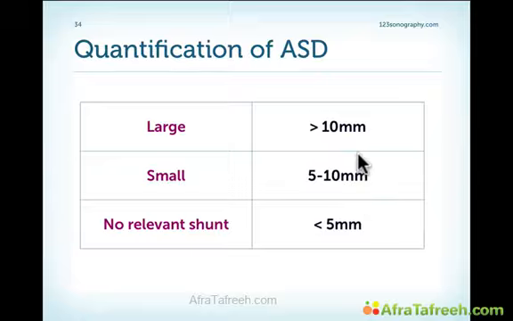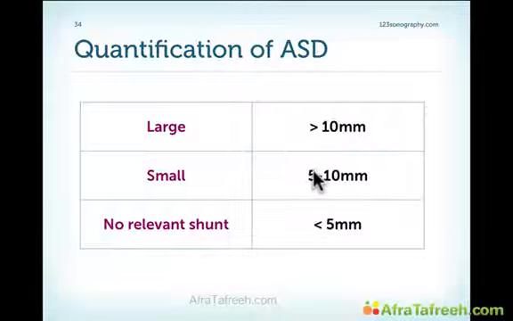By just looking at the size of the ASD. As I mentioned before, it does not really give us an idea how much shunt we have, but in a patient without any other abnormalities, we can expect that as soon as the diameter reaches 10 millimeters or more, we will have a significant left to right shunt.